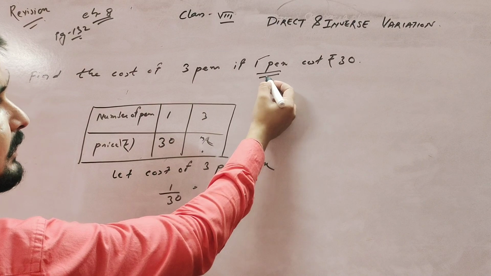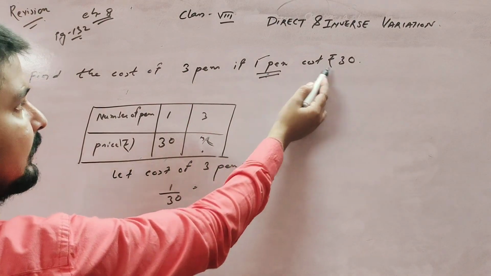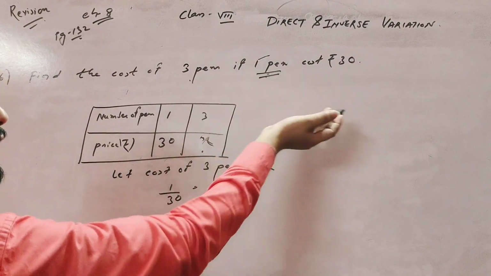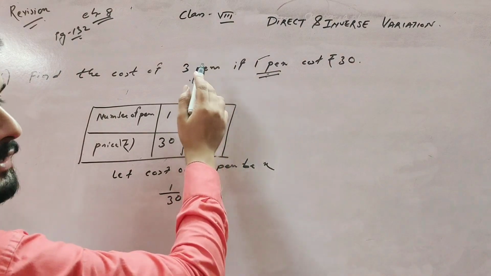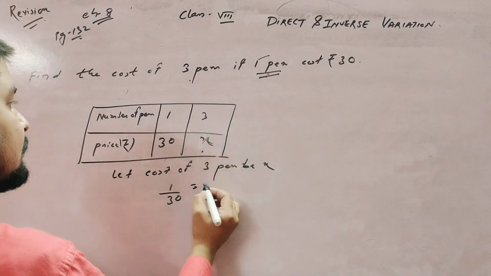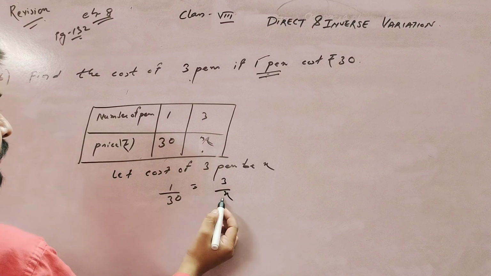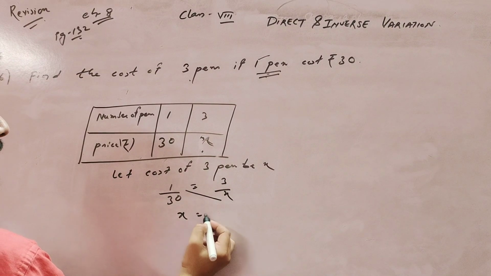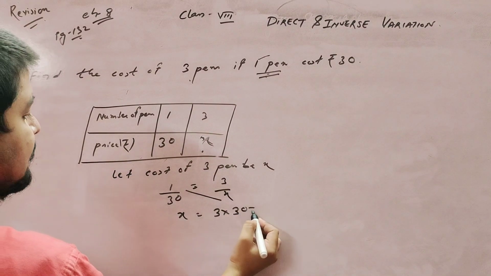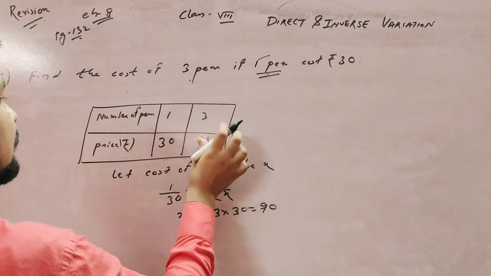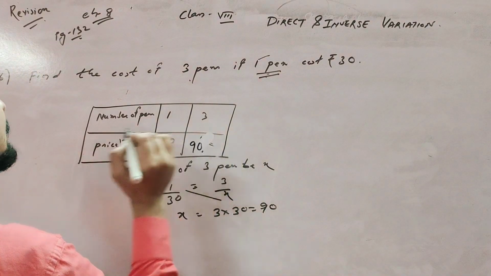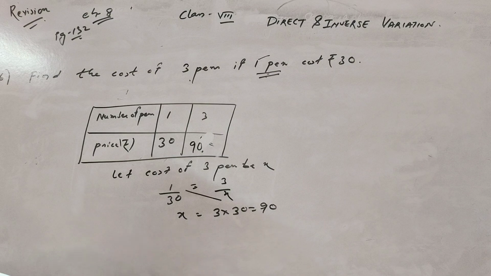If pens are increasing, then 1 pen costs 30, then 3 pens cost, we know the price is getting increased. So the number of pens increasing, then the cost is also increasing. So there is 3 upon x. Cross multiply: x ones are x and 3 into 30 is 90. So the cost of 3 pens is 90 rupees.